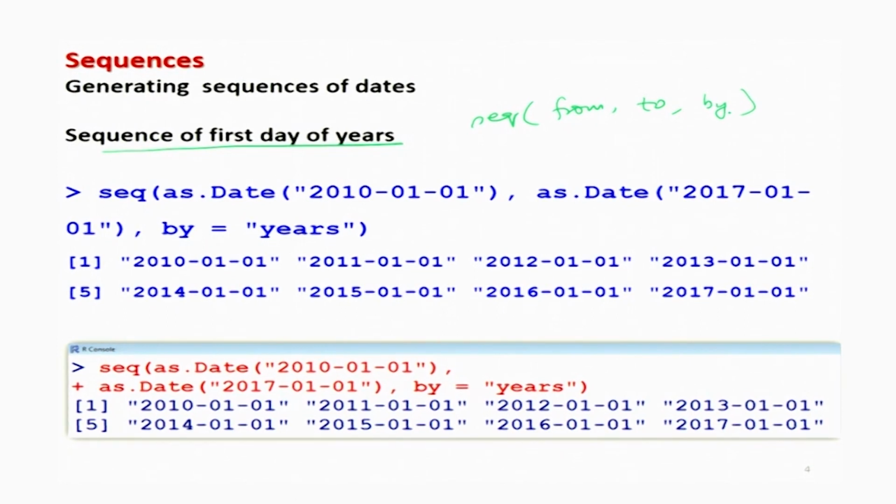Because here the commands are quite long, I am just trying to express them in the shorter way so that they can be accommodated on my screen. That is the only reason, otherwise you can always write from equal to this, to equal to this and by equal to this. That is the correct approach actually.